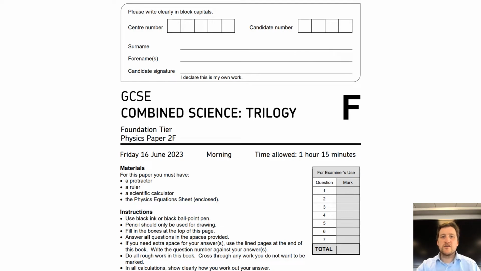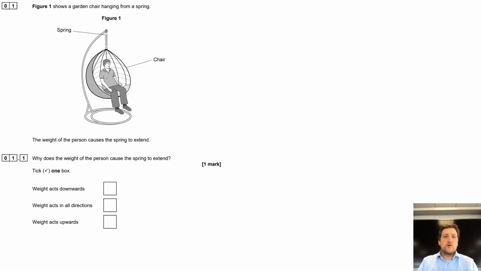Okay, this is the GCSE Combined Science Trilogy Physics Paper 2 Foundation. Figure 1 shows a garden chair. They always like to put diagrams like this. But crucially, it's got a spring on it. Look for the labels, chair or whatever, but it's got a spring, so it means we're going to be talking about springs probably in question 1.